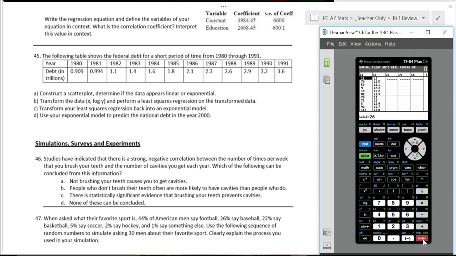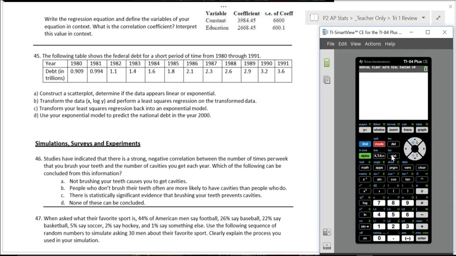Same thing, we're going to go to that Stat Edit. Whenever we have a list of data, most of the time we're plugging that into our Stat Edit menu. Then I'm going to press pause real quick, and we're going to get these values plugged in. Remember, your x values are going to be the years, and your y values are going to be the debt.